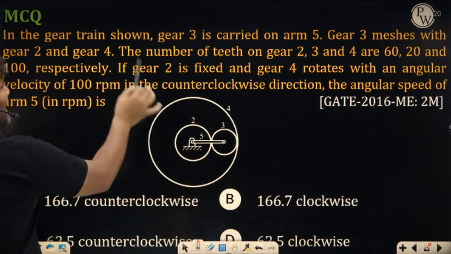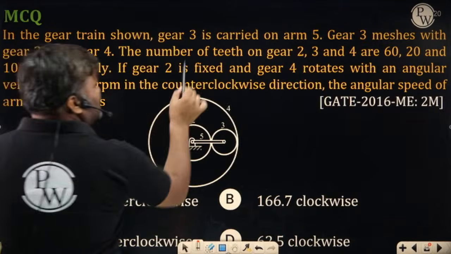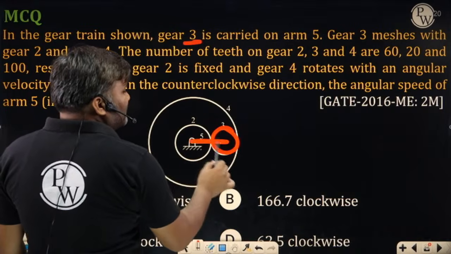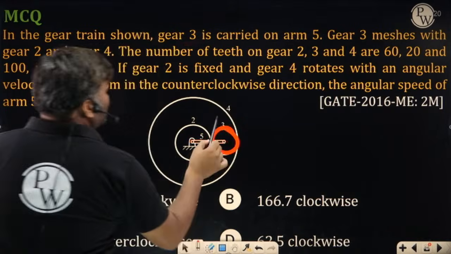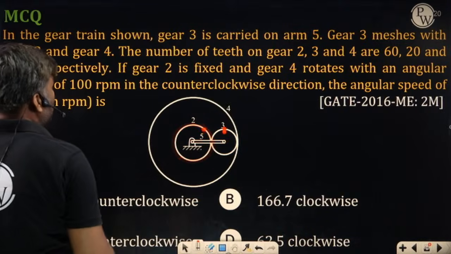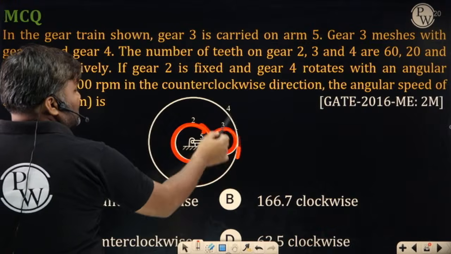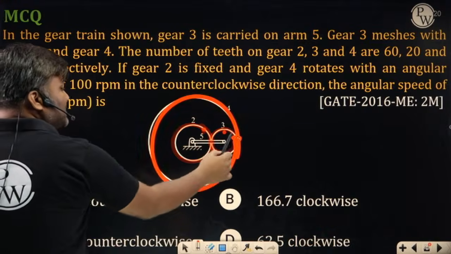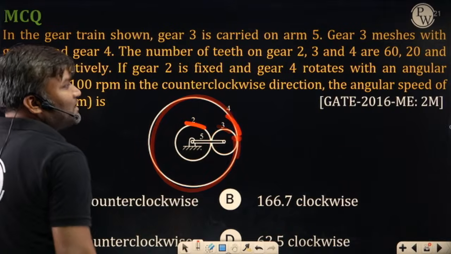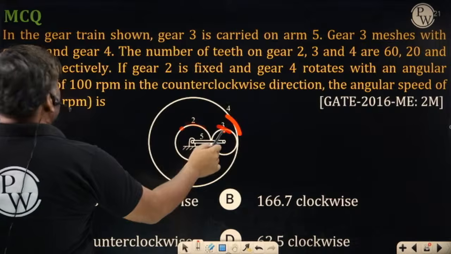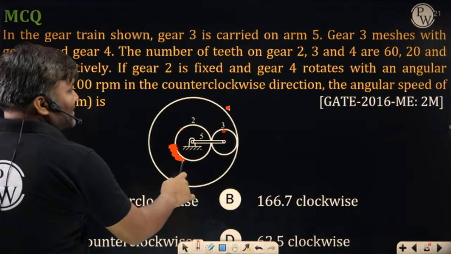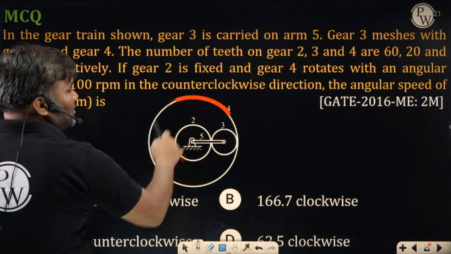In the gear train as shown, gear 3 is carried on arm 5. Gear 3 meshes with gear 2. This is my gear 2. 2 and 3 are meshing externally, and this 3 is also engaging with gear number 4. Okay, internal meshing is there. The number of teeth on gears 2, 3, 4 they have mentioned as 60, 20 and 100.